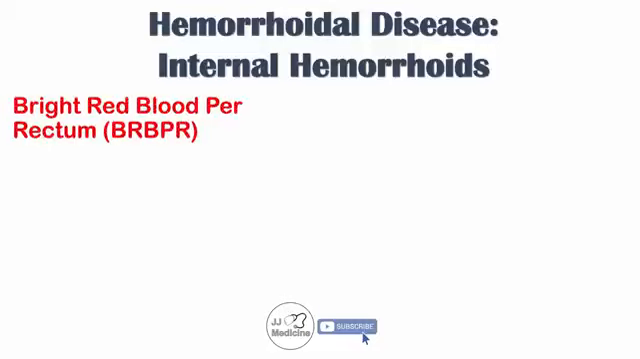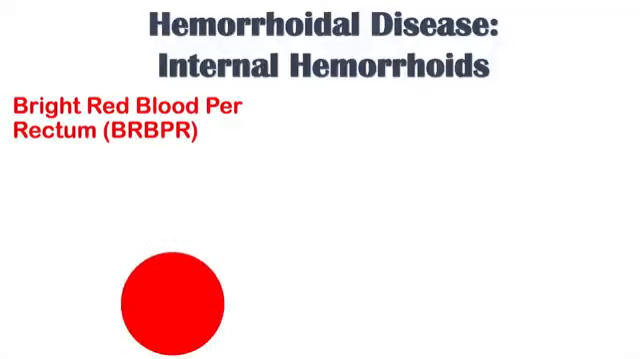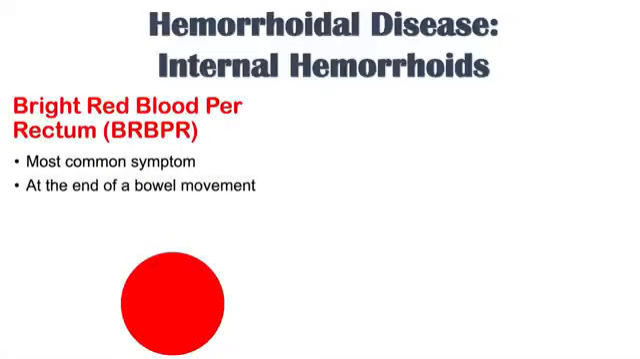So the first and the most important sign or symptom we're going to see with internal hemorrhoids is bright red blood per rectum. This is actually the most common symptom, and we see it at the end of a bowel movement. So after a bowel movement, we can often see bright red blood in the toilet and on toilet paper.